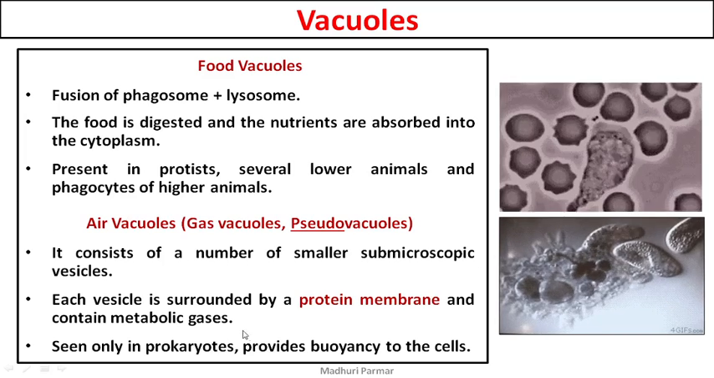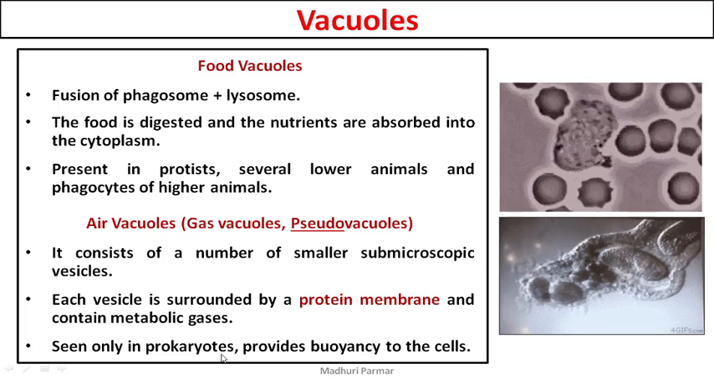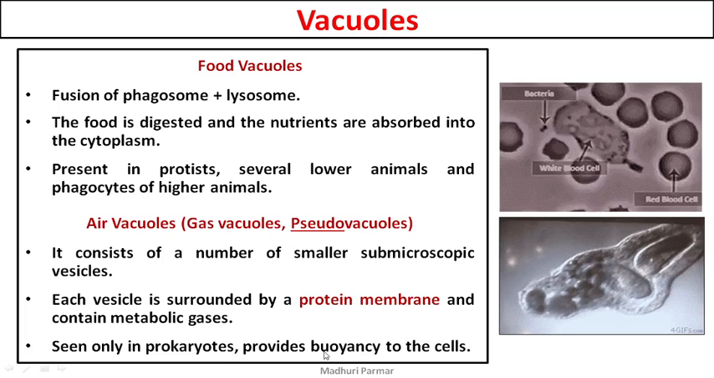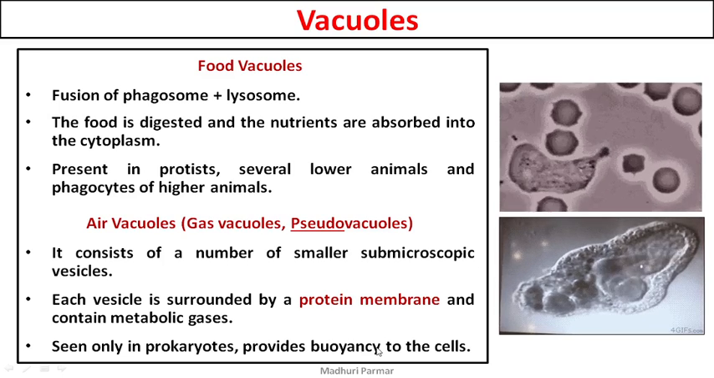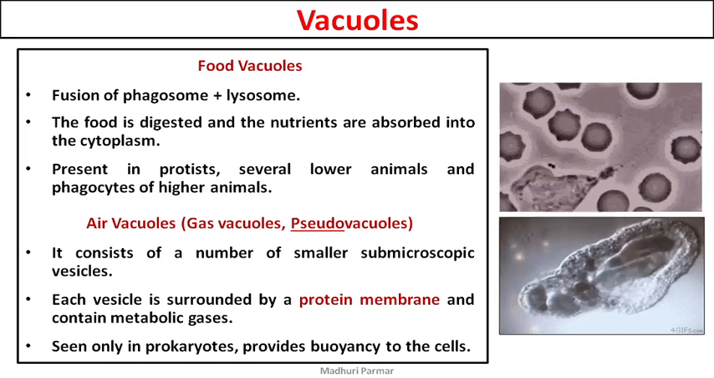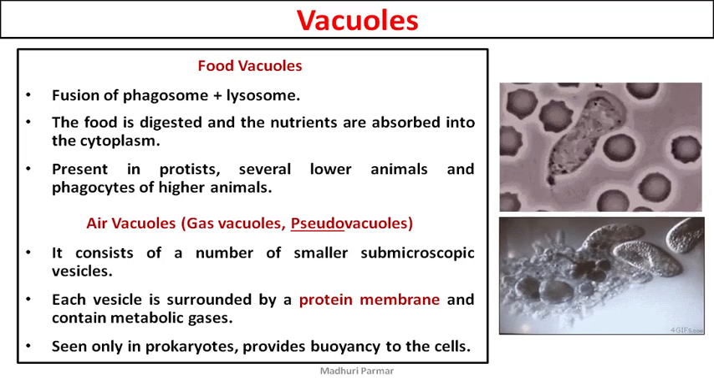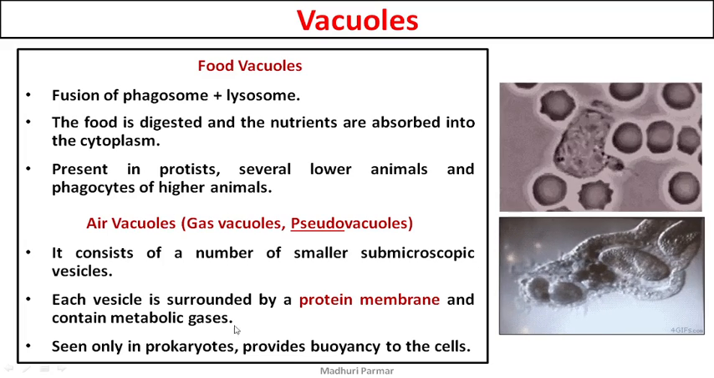These air vacuoles are seen only in prokaryotes, only in bacteria. And why? Because they provide buoyancy to the cell. Buoyancy means it will be able to float, because the air vacuoles present inside the cell let it float in water. So for buoyancy, they have air vacuoles.